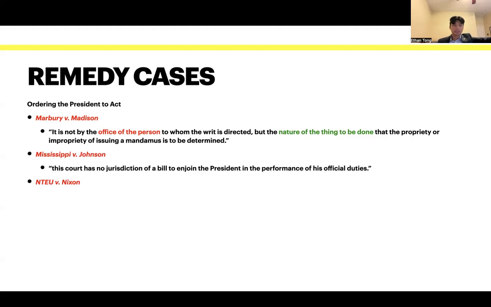Number 3 is NTEU v. Nixon. This case is a DC Circuit case, so it's not Supreme Court. They conclude, in line with Marbury versus Madison, that you can issue a mandamus to the president. So if I were to arrange this, Marbury and NTEU are in the same category, and then Mississippi and later Franklin v. Massachusetts are in the other category.